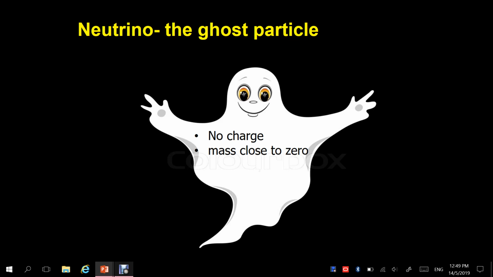It took scientists many years to discover neutrino because it has no charge. Therefore, it will not get deflected in both B field and E field. It has no mass, so any experiment that involves weight mg will not be able to detect them. So it is also called a ghost particle.